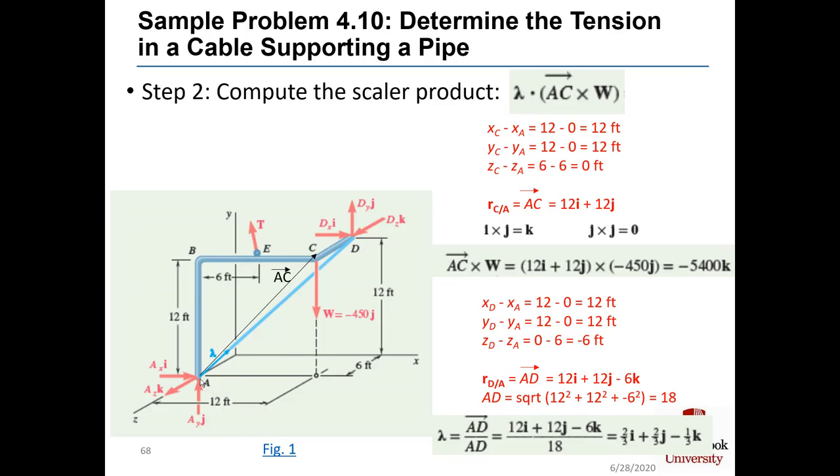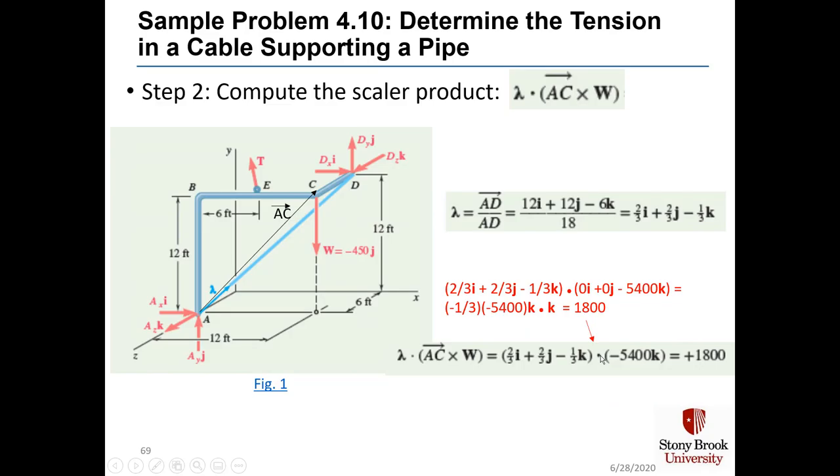Vector lambda is equal to vector AD divided by length AD, so that's 12 divided by 18, which is 2/3 in I, 12 divided by 18 is plus 2/3 in J, and minus 6 divided by 18 is minus 1/3 in K. Now we can do our scalar product. Lambda dot AC cross W is 2/3 I plus 2/3 J minus 1/3 K dot minus 5400 in K, which just has one term, because I dot K is 0, J dot K is 0, K dot K is 1, minus a third times minus 5,400 is 1,800.